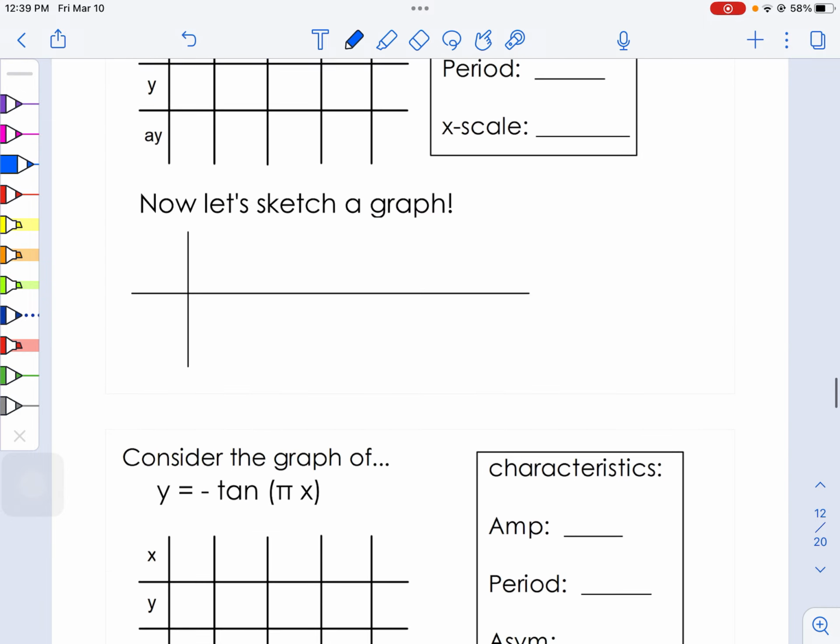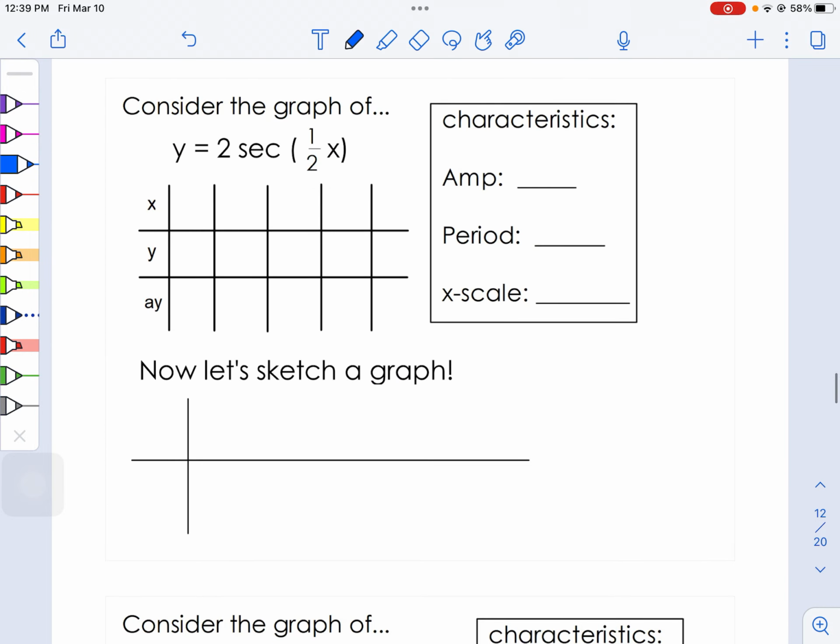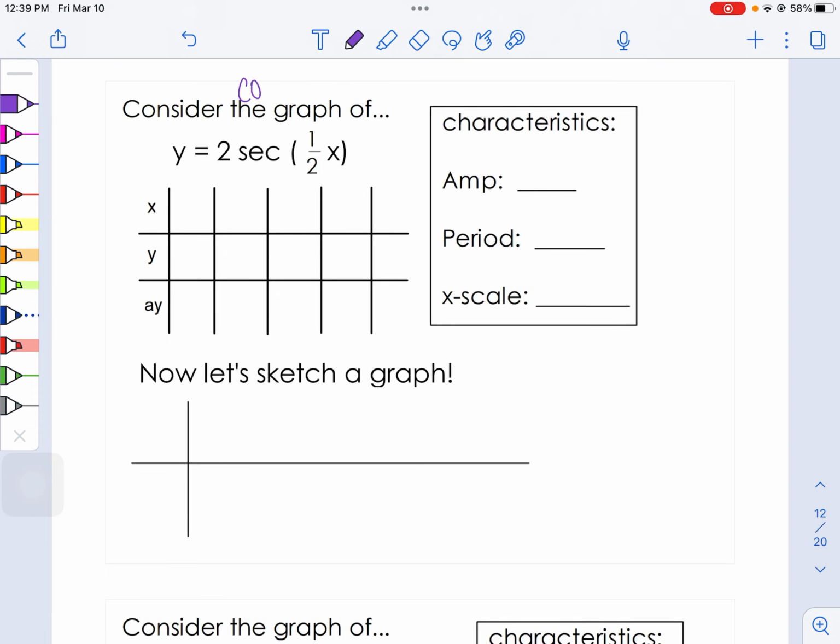Sorry about that. Okay. We're going to do one more here and then tangent. I know this is getting a little bit long, but this is a secant. In order to graph secant, I always graph its reciprocal function first. So I'm going to graph cosine, I'm going to graph 2 cosine of 1/2 x, and then I'm going to use that to graph secant.